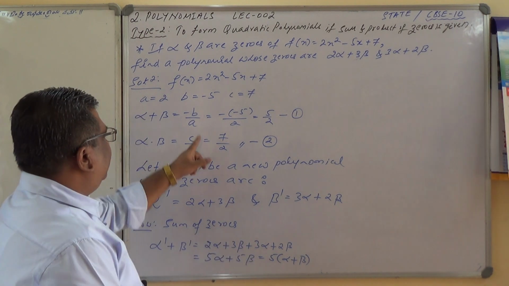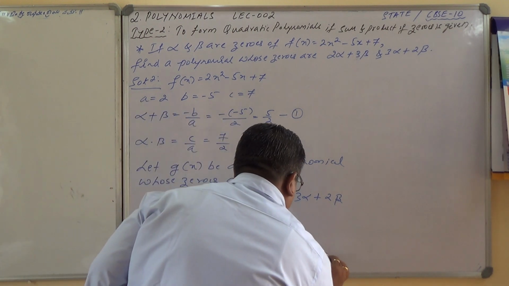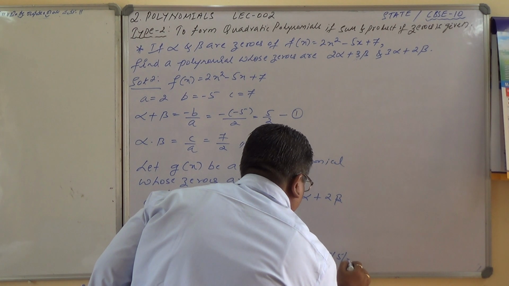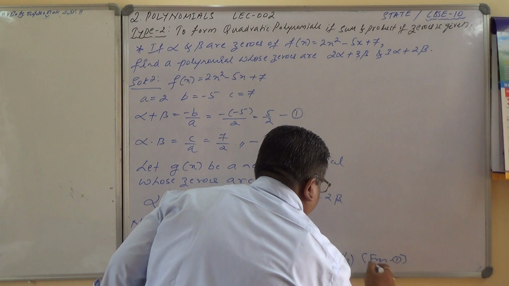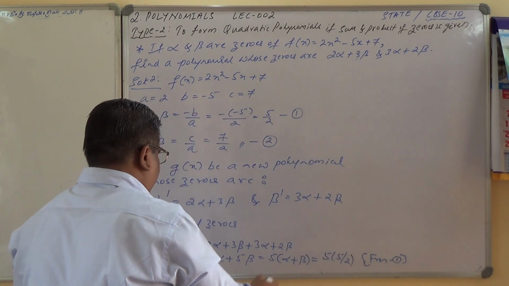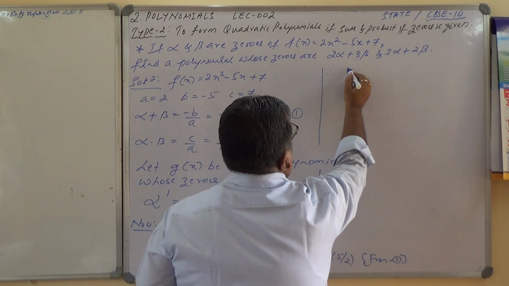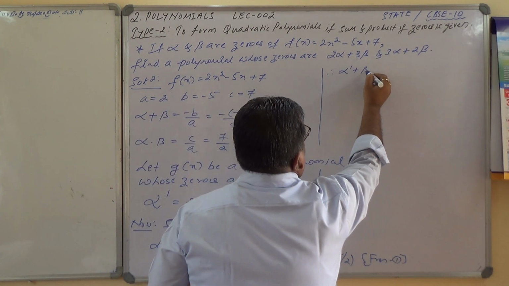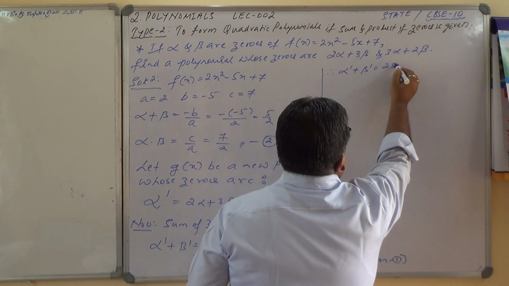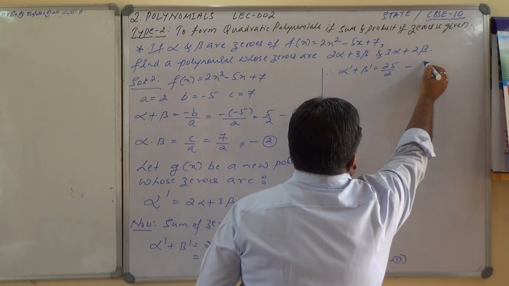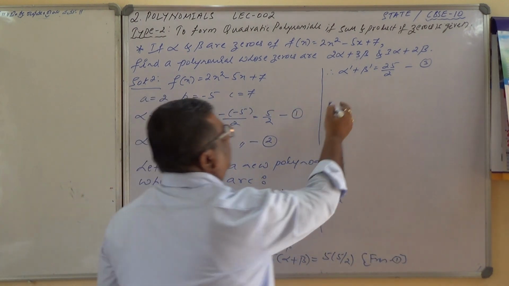So alpha plus beta is given here as 5 by 2, which equals 5 into 5 by 2. This is from 1, isn't it? And therefore finally I'll write here, alpha dash plus beta dash equals 25 by 2. Mark this 3. Let us find out the product of zeros.